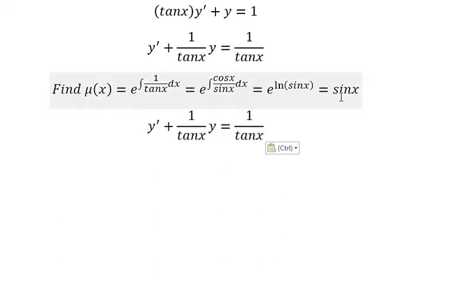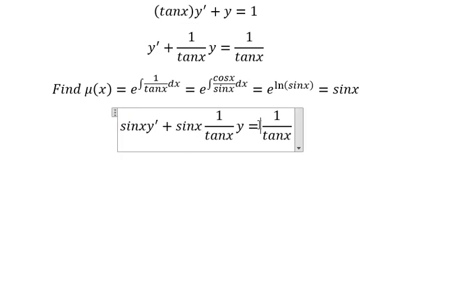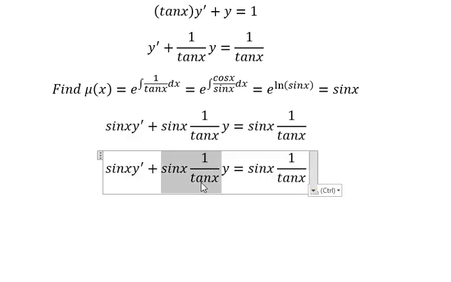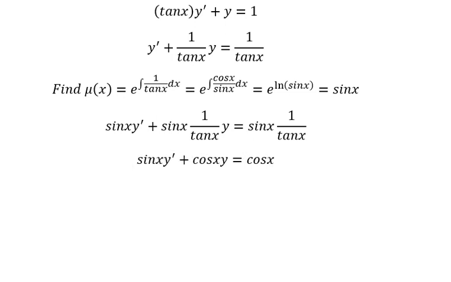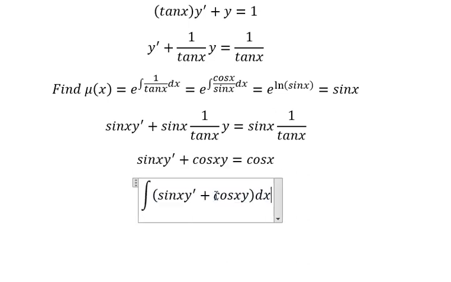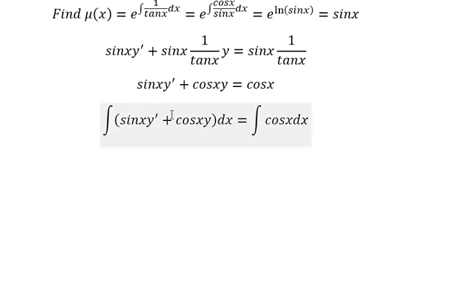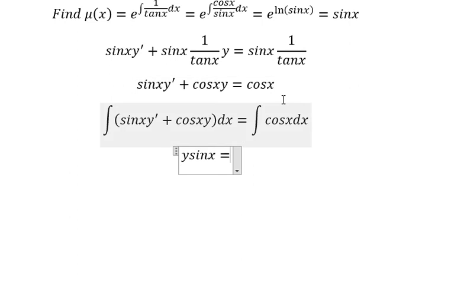So we multiply both sides with sine x. So this one, we got cosine x. Later, we put the integral for both sides. The integral on the left, you will get y sine x. The integral on the right, we got sine x plus c.